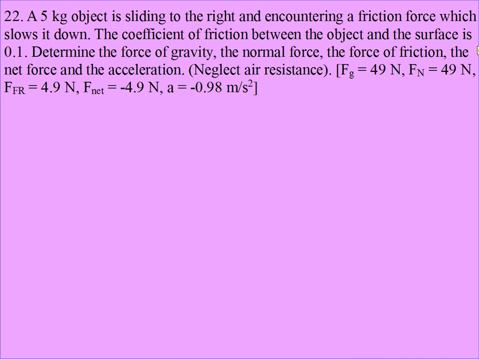All right, 22. I have a 5 kilogram object sliding to the right, and it gets friction, which is slowing it down. I have the coefficient of friction. Find the force of gravity, normal, frictional, etc. Okay, here's my free body diagram. I have Fg going down, and I have Fn going up. Now it says it's sliding to the right, so it's moving this way. Since it's moving to the right, that means friction is to the left.